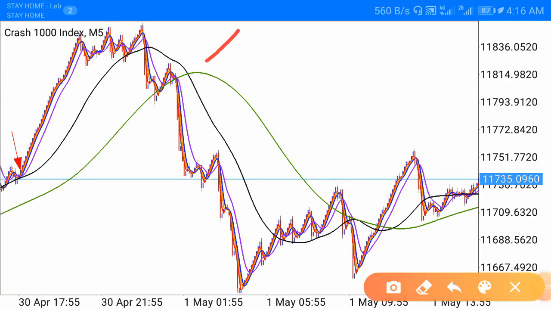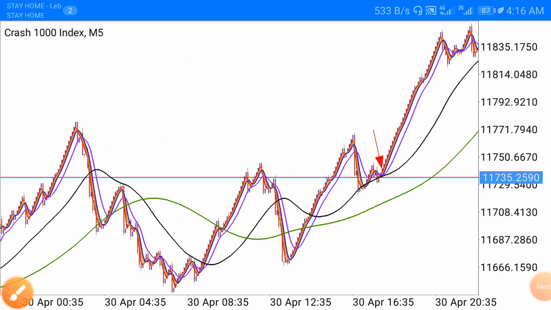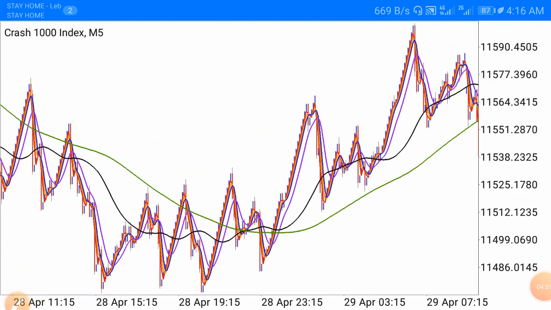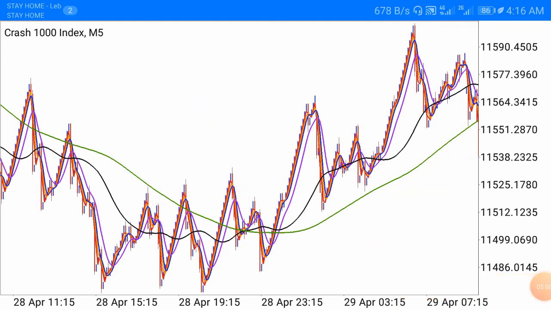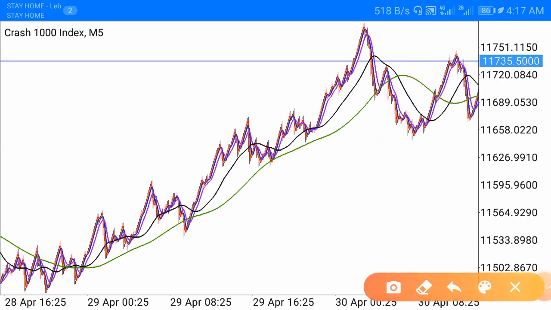Look here, and how many pips. And after this, look here, a buy signal, and look, this one is a buy trade. The moving averages crossed each other and went upward. Once you enter the trade, don't close until the moving averages cross each other again.